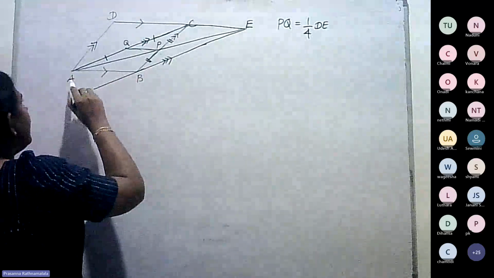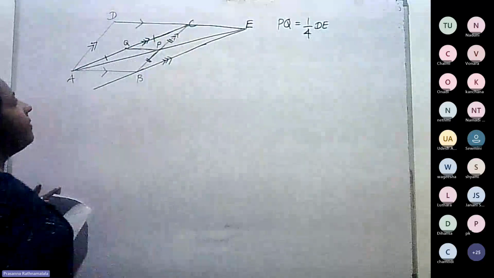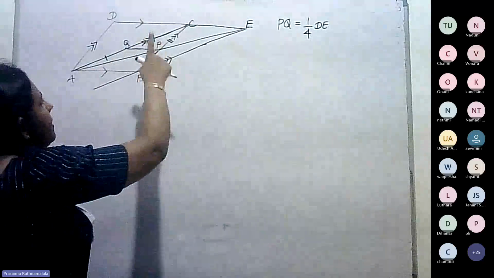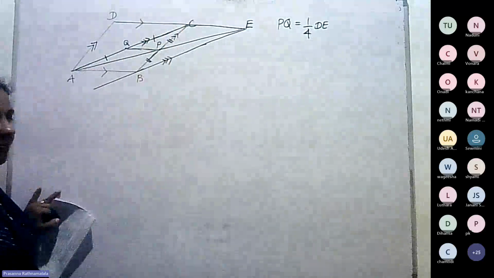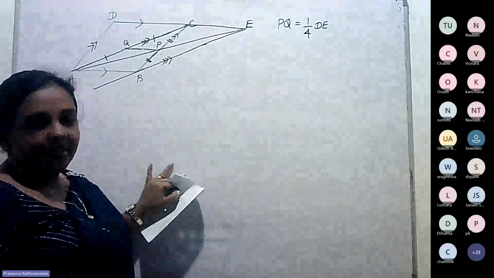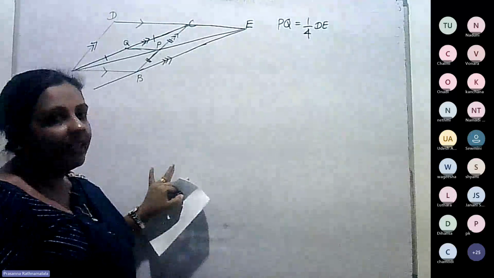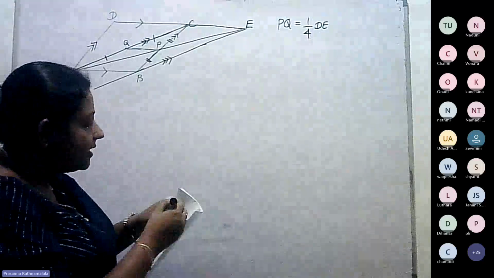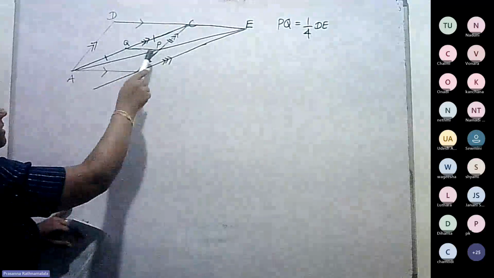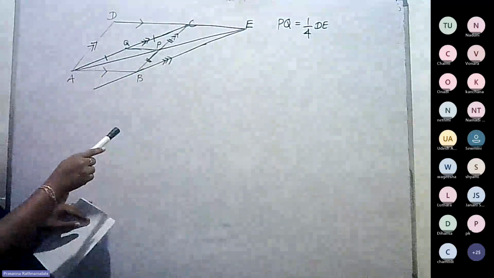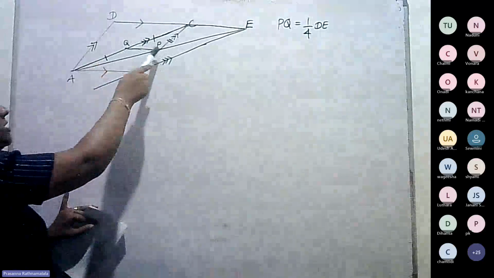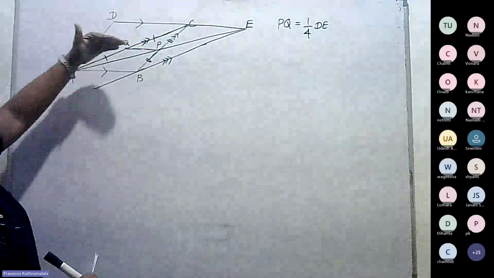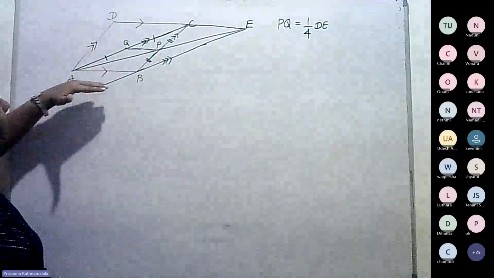By considering the triangle ABC, what can you say? This Q is a midpoint of AC. P is a midpoint of BC. Now what is the theorem? You can use the midpoint theorem here. What is this midpoint theorem? The line drawn through the midpoints of two sides of a triangle is parallel to the third side. Here AB is the third side.